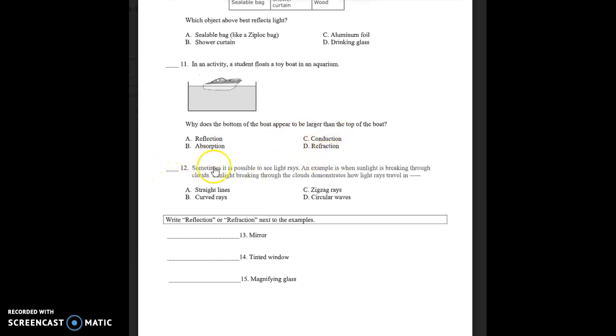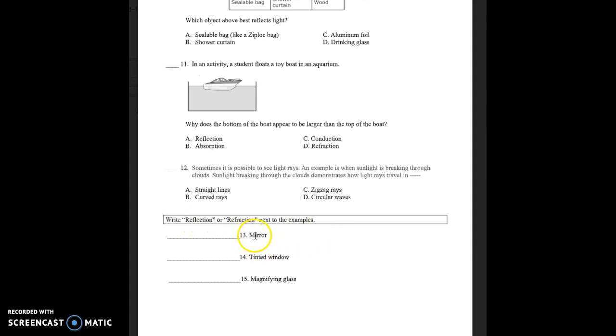Number 12. Sometimes it is possible to see light rays. An example is when sunlight is breaking through clouds. Sunlight breaking through the clouds demonstrates how light rays travel in A. Straight lines. B. Curved waves. C. Zigzag rays. Or D. Circular waves.